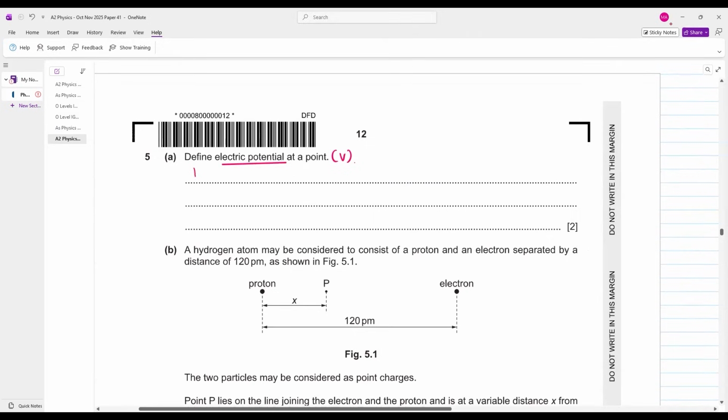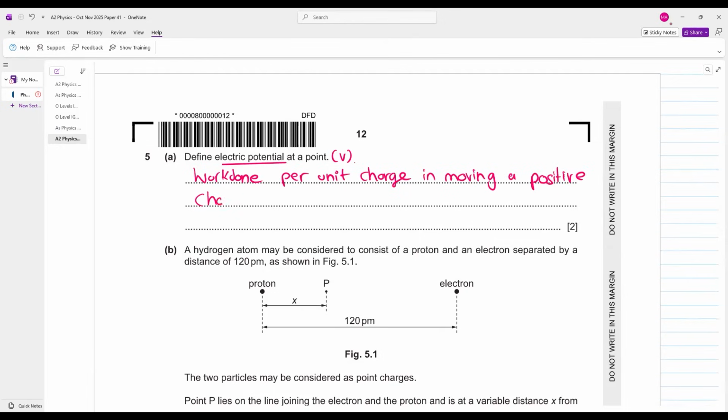लिख लो ये. Work done per unit charge in moving a positive charge from infinity to any point within the electric field. Simple as that, nothing complicated here.